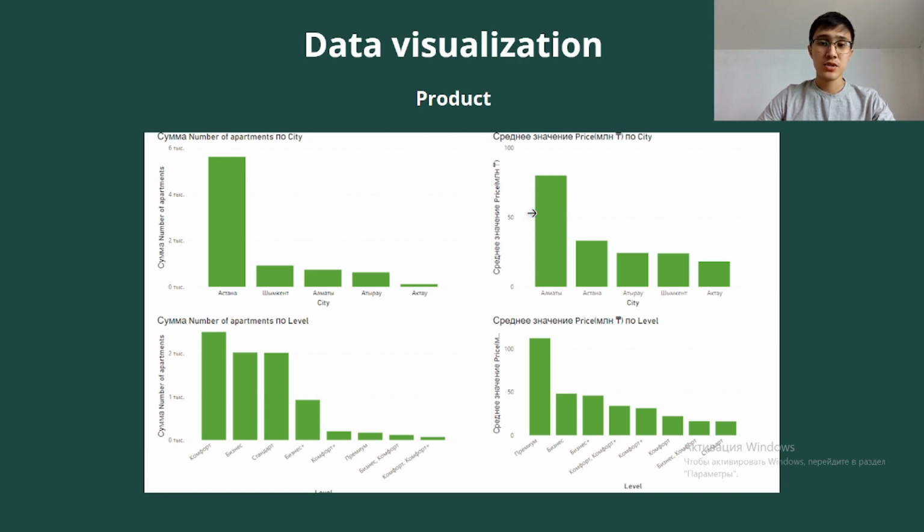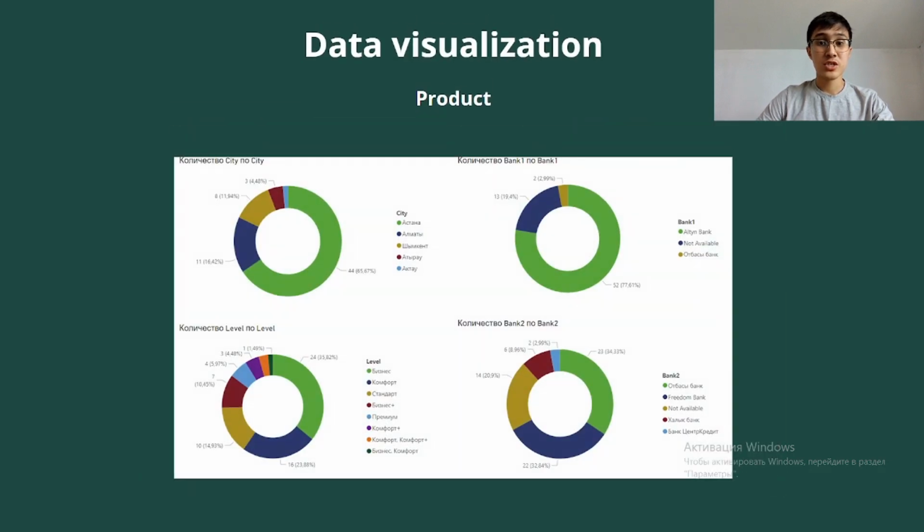We can also see the number of apartments in each level. For example, there are many apartments of comfort, standard, and business level. We can see that even their average price is good, it's affordable and convenient for people.